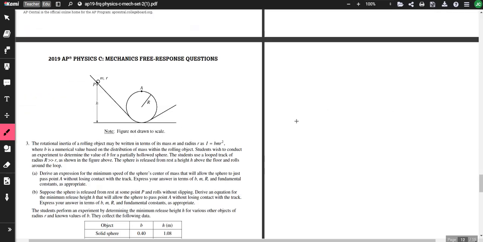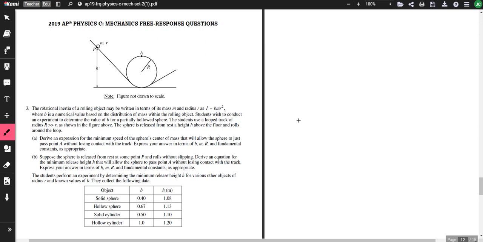So if we scroll down here, we have a scenario where we have this partially hollowed ball being placed down the ramp. It goes through the loop and it's probably going to fly off. They tell us that it's got some rotational inertia, which is some constant B, which is unknown and most likely something that we're going to look for later on. For part A, they want us to figure out, as the ball gets to A, what is the minimum speed for the sphere's center of mass that will make it so that it doesn't lose contact with the track. That's pretty much the phrasing there.